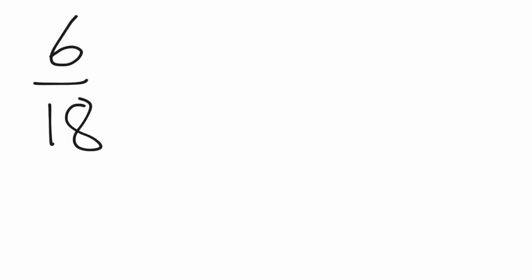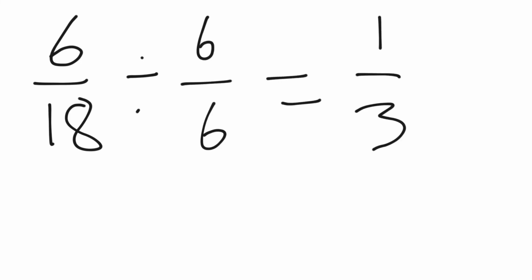Okay, another one here, 6/18. If we're looking again, both are even, so yes, you could reduce by 2, and then again by 3, or you can find the greatest common factor of both of these numbers, which is 6, and divide them both by 6, which would leave you with 1/3. Again, it's just getting more comfortable and practicing finding the greatest common factor.